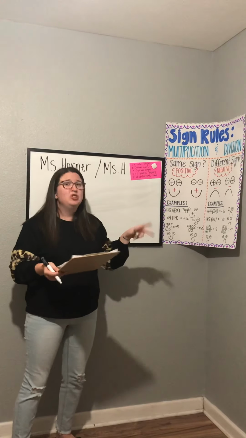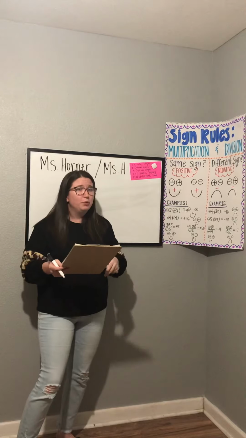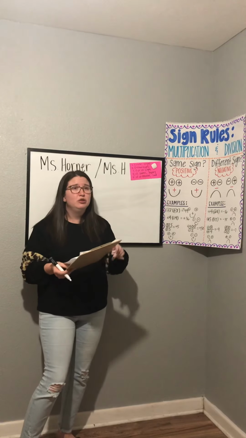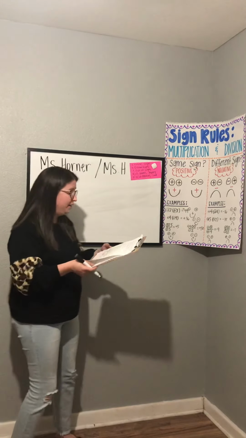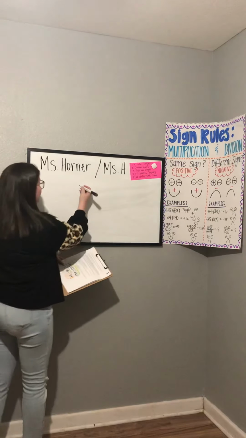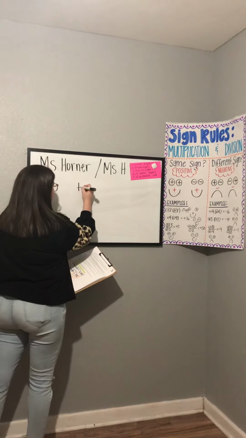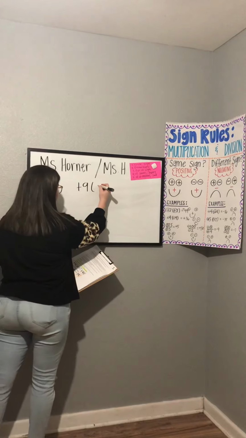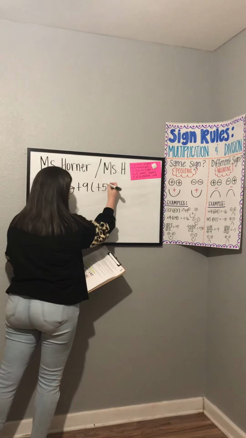That's a lot of information. So let's go ahead and just work a couple of problems together, and you'll see it's super simple, okay? Example number 1, we have a positive 9 multiplied by a positive 5.